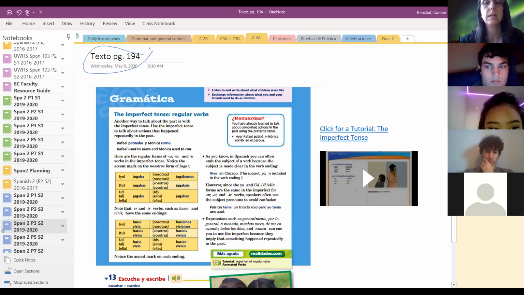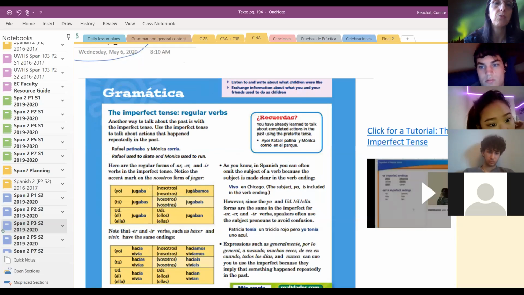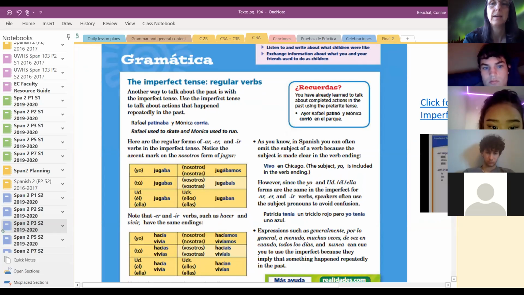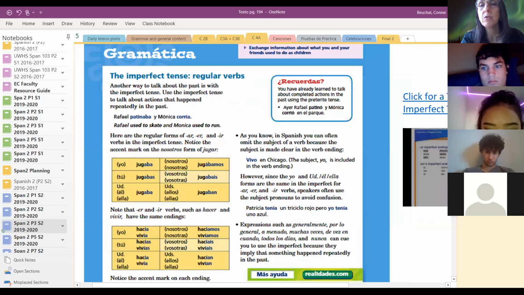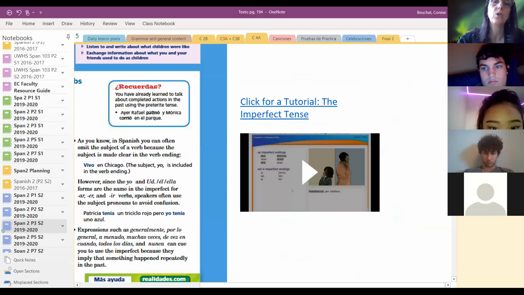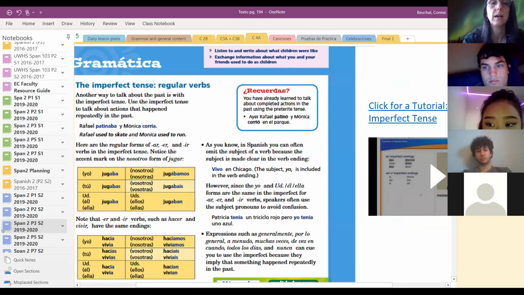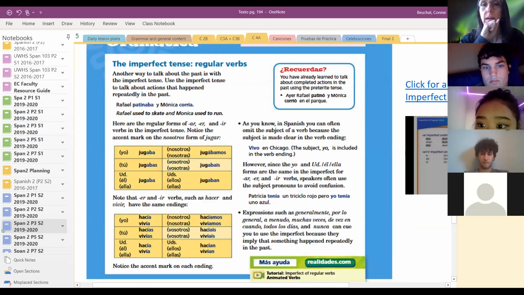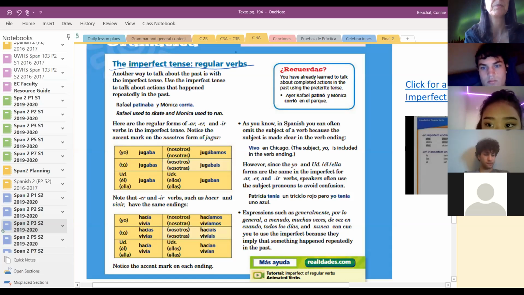Texto página 194. What we're going to do on this page is read what it says about the imperfect. If you scroll to the right, there's a tutorial. This link opens a tutorial, and you can look at it at your own pace. If you have any questions, maybe the tutorial will help you. Let's start with the imperfect tense regular verbs up here. Jasmine, can you read?